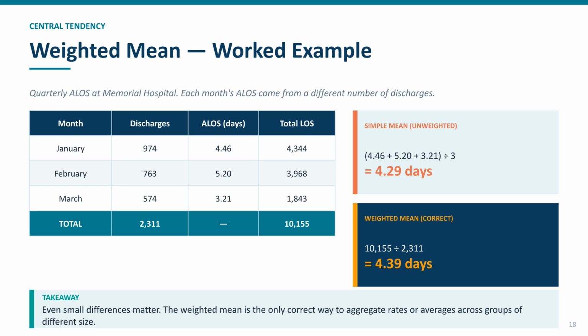When dealing with data of different sizes, a simple mean can be misleading. In these cases, we use a weighted mean. As shown in this example, aggregating across months using the total length of stay ensures that our average remains accurate, even when discharge volumes differ.